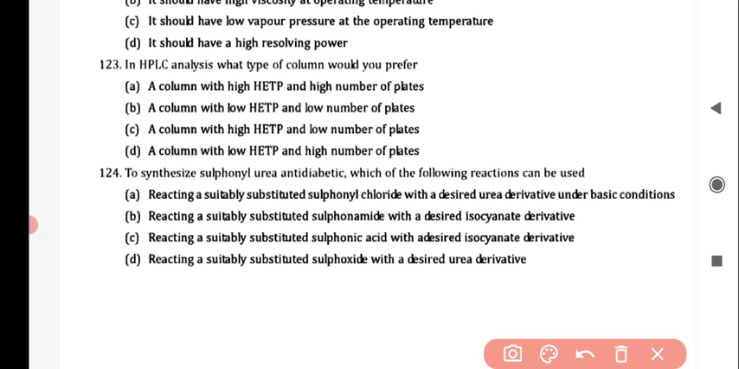Next question is, in HPLC analysis, what type of column would you prefer? So the correct answer is option D, that is a column with low HETP and high number of plates. Next question is, to synthesize sulfonyl urea antidiabetic, which of the following reactions can be used? So the correct answer is option B, that is reacting a suitably substituted sulfonamide with the desired isocyanate derivative.